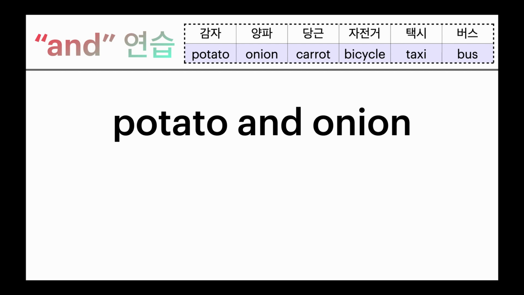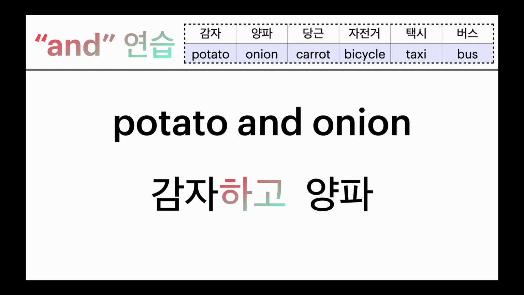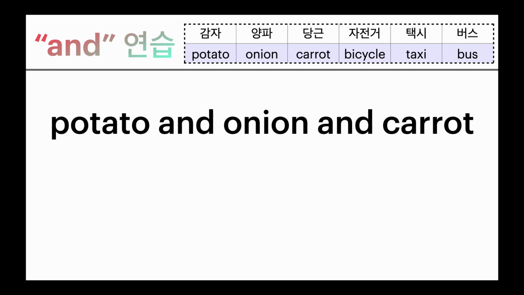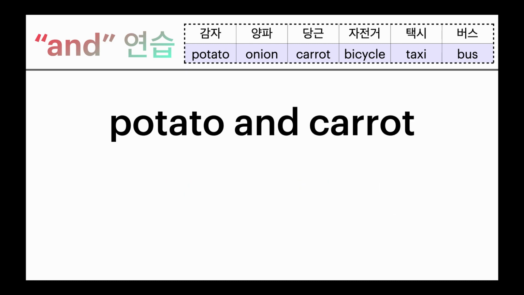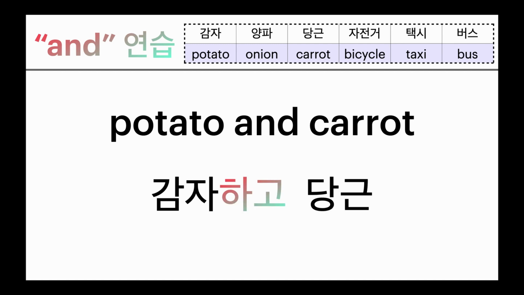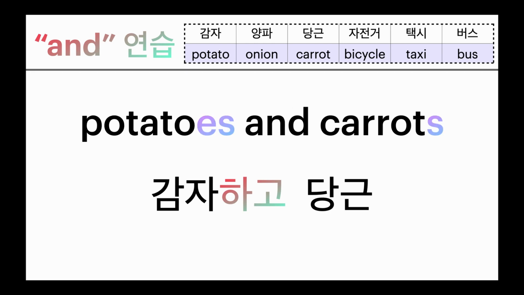Potato and onion. 감자하고 양파. Potato and onion and carrot. 감자하고 양파하고 당근. Potato and carrot. 감자하고 당근. Now let's say we really need to specify that there are multiple potatoes and multiple carrots. What do you think it would be now?